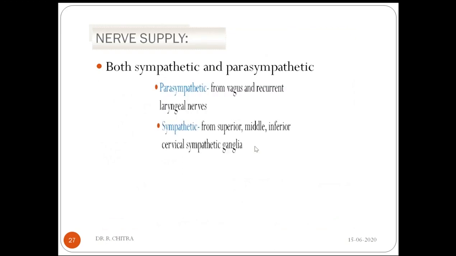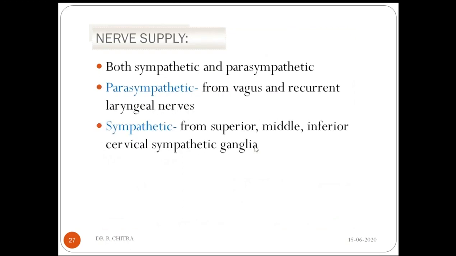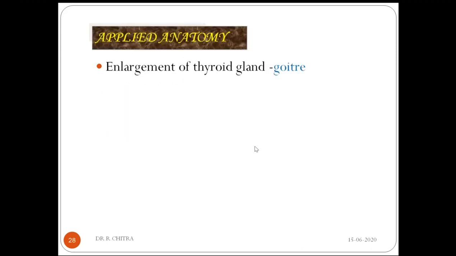Nerve supply, both sympathetic and parasympathetic. Sympathetic will be from the cervical sympathetic ganglia, superior, middle and inferior. Parasympathetic will be from the vagus and the recurrent laryngeal nerves. So we have completed the blood supply, nerve supply and lymphatic drainage of the thyroid gland. And last is the applied anatomy of the thyroid gland.